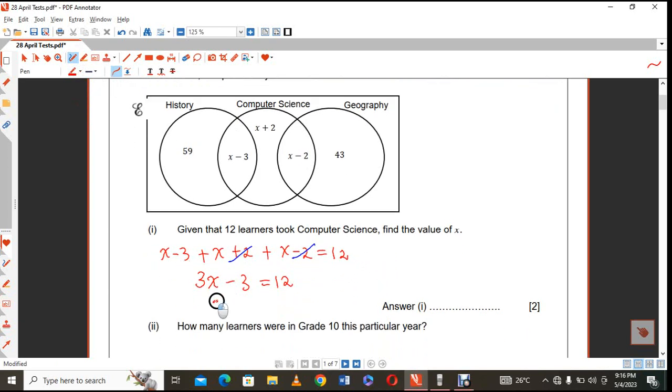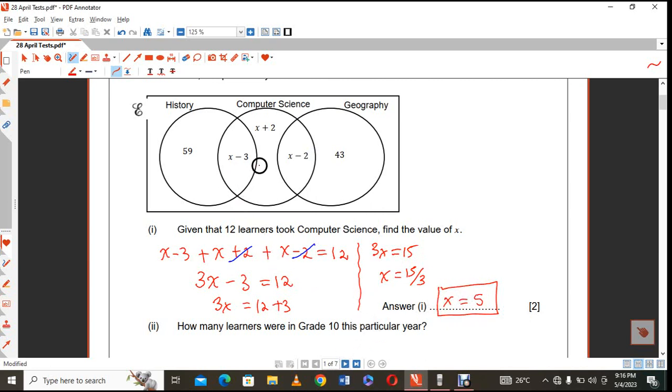So that brings you to 3x is equal to 12 plus 3. Well, I'm just going to come here. So that gives you 3x is equal to 15. And then x would be 15 divided by 3. Therefore, x is giving us 5. All right, so that is the value there.